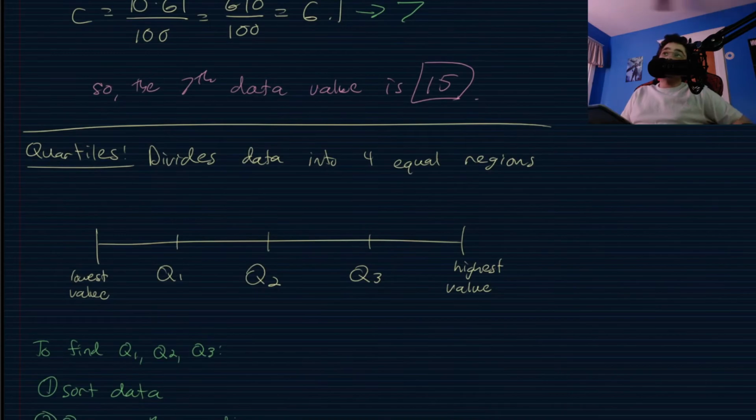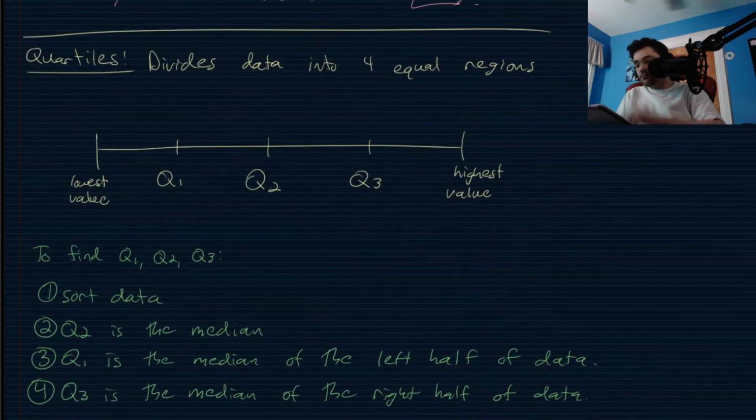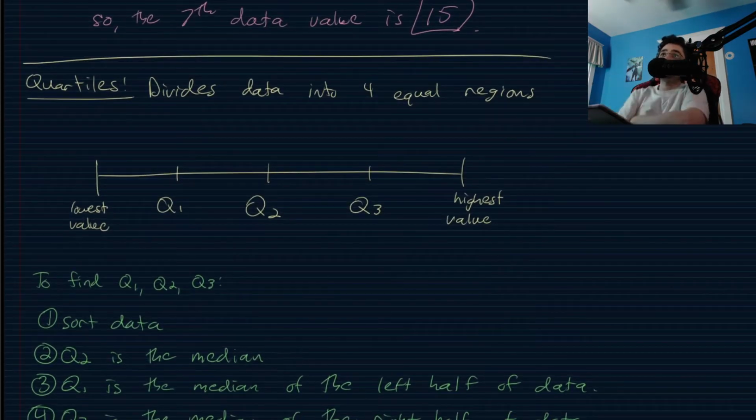Oh, well, first you have to sort the data. Sorry. First you have to sort the data. Then you find Q2. It's just the median. Then you find Q1 and Q3. Q1 is the median of the left half. Q3 is the median of the right half. So not that bad to find those.